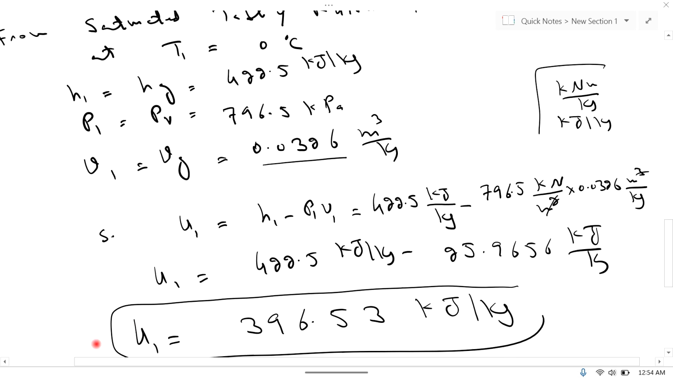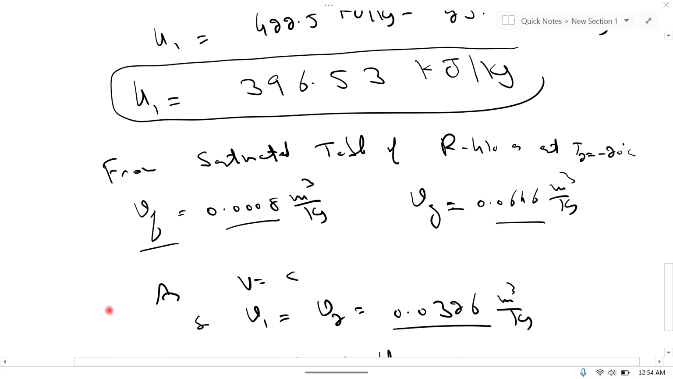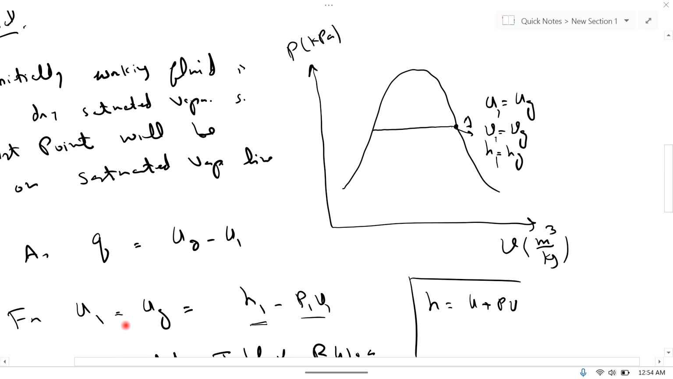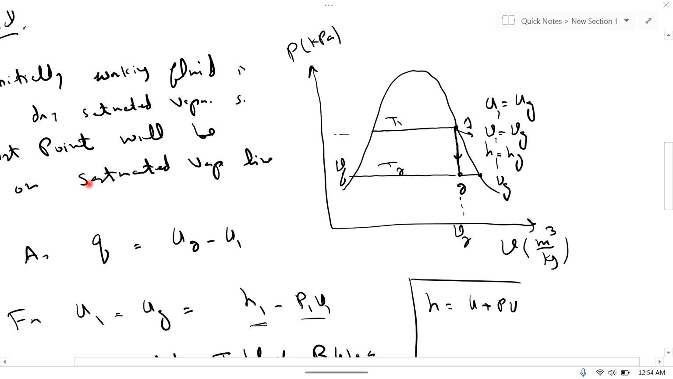So this is a constant volume process, and it will be like this. This is the constant volume process, and this is point 2. Here pressure is constant. This value is Vf for point 2, and this is Vg. So V2 is between Vf and Vg, and this is in the mixed region. Here this is T1, and here this is T2, minus 20 degrees centigrade.